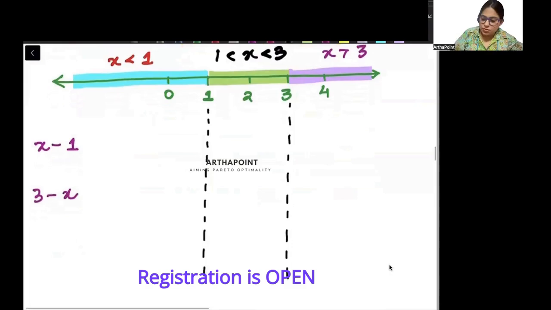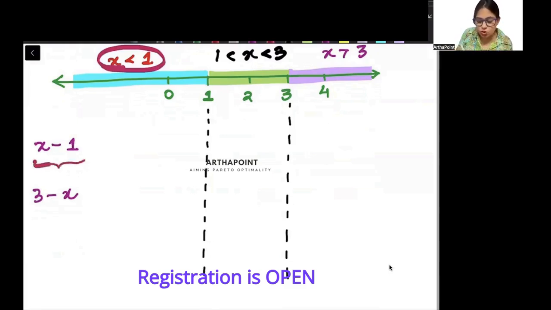Okay. Now, in this first interval, x less than 1, take any value in this interval. For example, x less than 1 means x can be 0. If I put 0 in this, what will I get, beta? 0 minus 1, that means minus 1. So I will get a negative number. And in this same interval, if I put x as 0 in the other factor, 3 minus 0 is 3, it means it is positive.